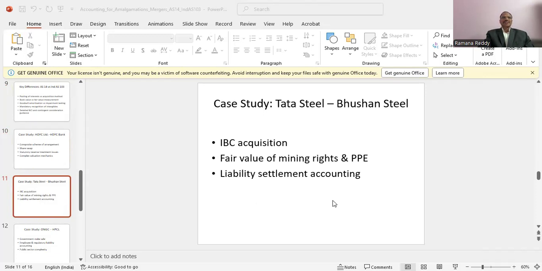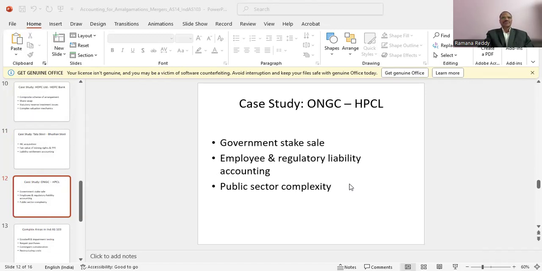We'll see another case, Tata Steel and Bhushan Steel. This is an acquisition under the Insolvency and Bankruptcy Code. It involved determining fair value of assets, including intangibles like mining rights, and onerous contracts, and measuring consideration including assumed liabilities. Extensive valuation expert involvement is there in this scheme. And there is another scheme, ONGC and HPCL, a government to government stake sale, with accounting for employee obligations and downstream regulatory assets. Here the complexity is due to being a regulated public sector entity.